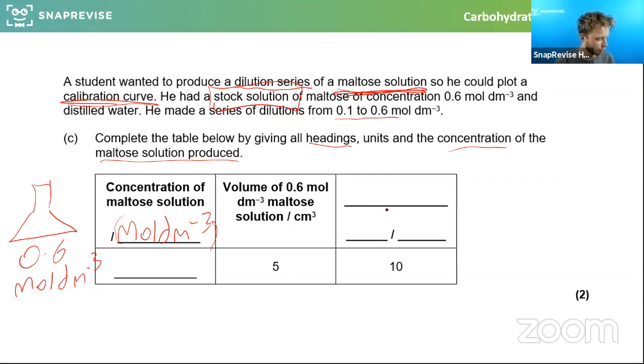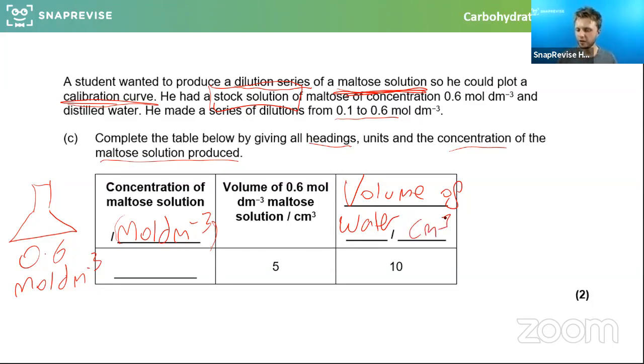There's something else that I want you to be saying. So look at how they've worded this. Volume of 0.6 mole per decimeter cubed of maltose solution. Excellent. Jorge has just said it. So I want to say volume of water. You probably wouldn't lose marks after saying distilled. And then I need my unit, centimeters cubed.